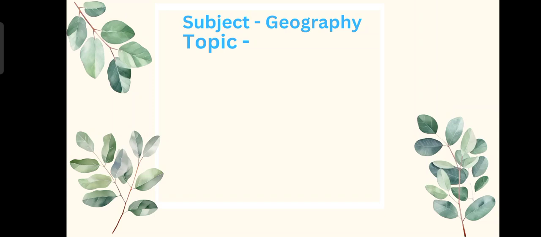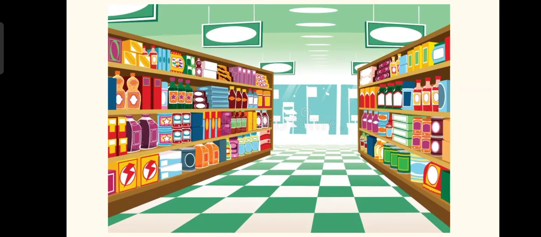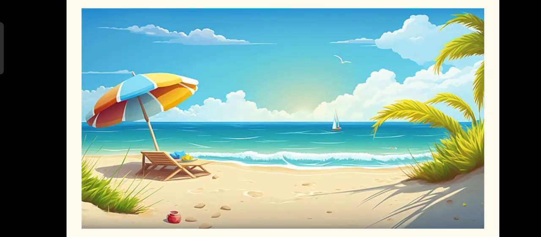So I'll be displaying some images and you have to observe them carefully, and I'm going to tell you a story. Okay, ma'am. Yes, students. So this is an image of a mall, and it has various products in it. The other image is of a beach where an amazing sunset happens around us.